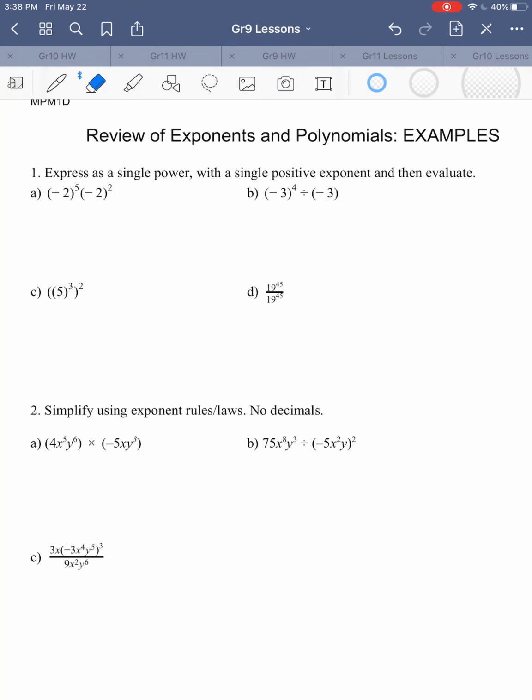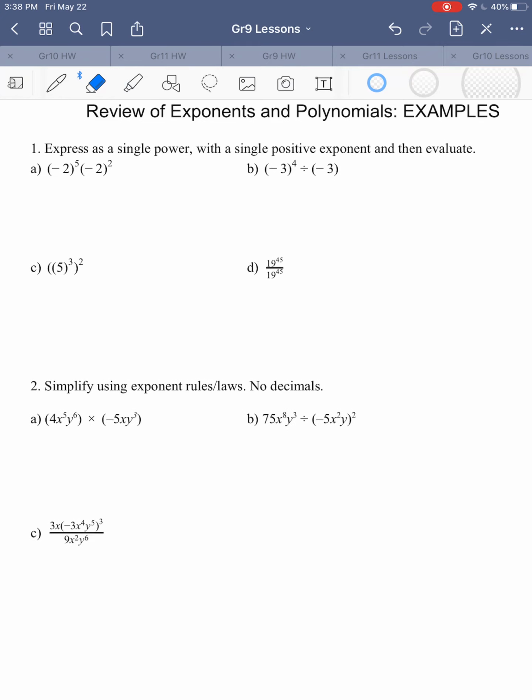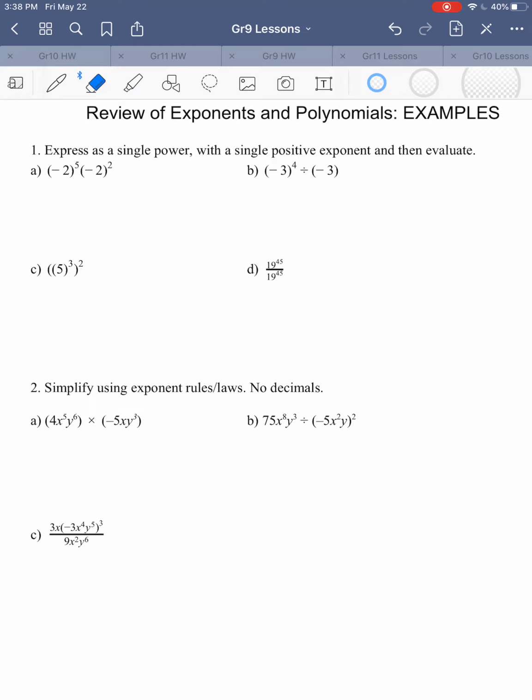Today we're going to be reviewing exponents and polynomials. Before you watch this review lesson, please go and take a look at the notes that are included on the Google Classroom with the rest of this material, because they go over the vocabulary that we learned in the polynomials unit, and also the exponent laws or exponent rules that we learned. So let's take a look at our first example.